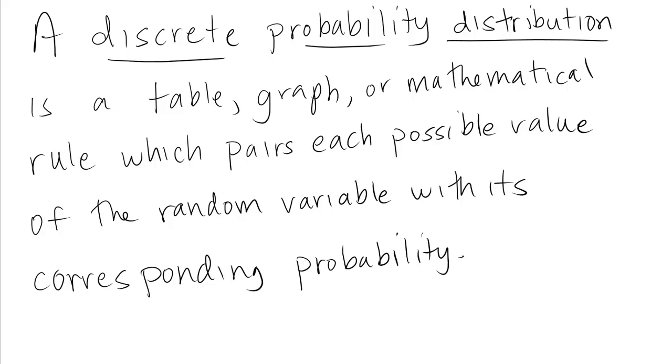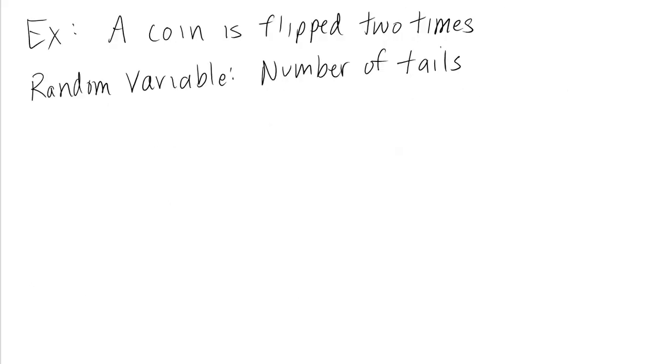And again, what we want to accomplish here is to find the pattern of variability of the random variable by making a table and looking at how each value of the variable corresponds to its probability. Let's create a few discrete probability distribution tables based on some examples.